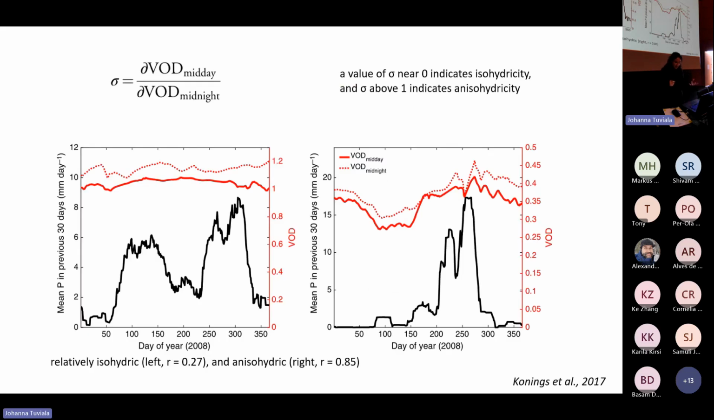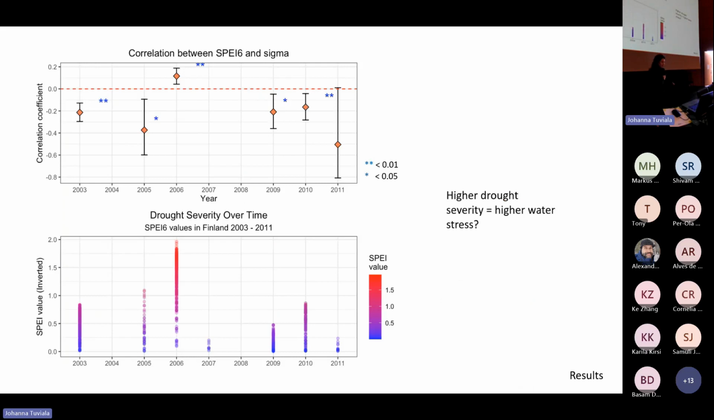So what we did was take isohydricity from VOD measurements and calculate sigma, this level of isohydricity, and see how it changes over time between years and how that relates to drought. This is basically what we found. There's a correlation with SPEI6, so meteorological drought rather than hydrological drought, over time. It's just looking at the severity in each summer.